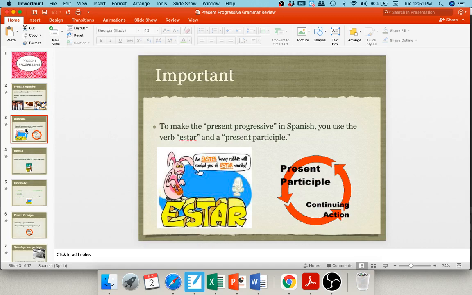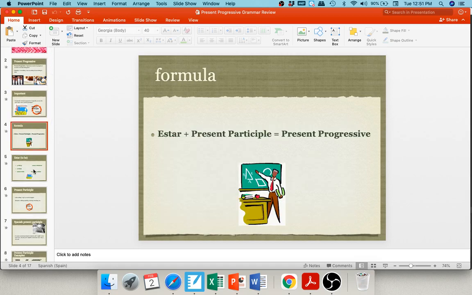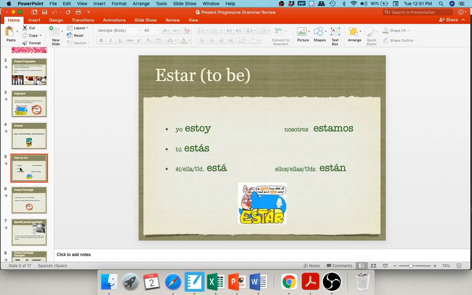In order to form the present progressive tense in Spanish, we use the verb estar and a present participle. So this is the formula that you see: estar and a present participle. Estar will be conjugated in the present tense: estoy, estás, está, estamos, estáis, and están. Notice there's an accent on all of the forms except for the yo and the nosotros.